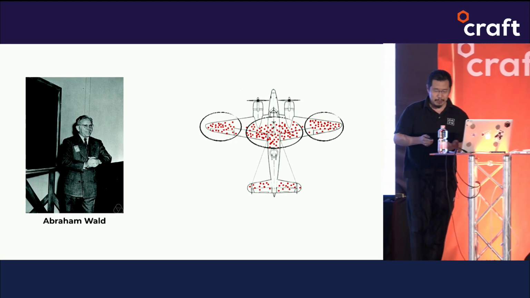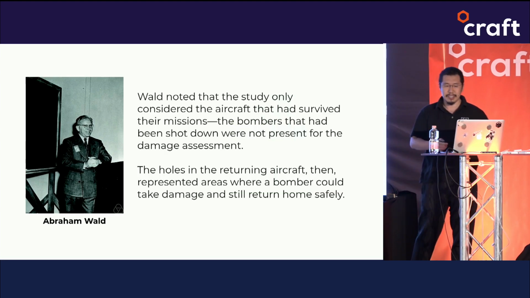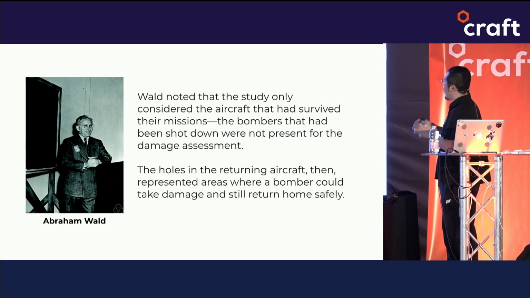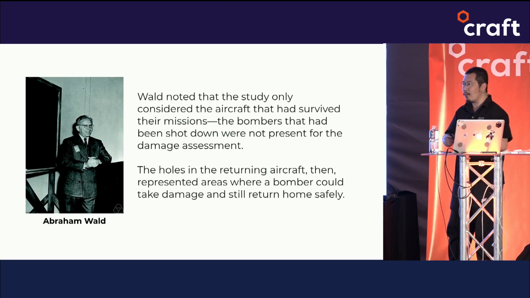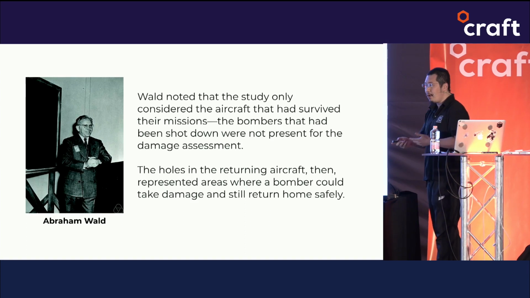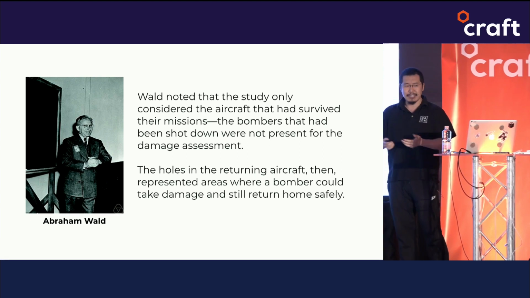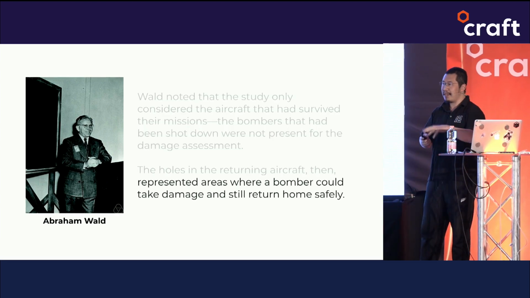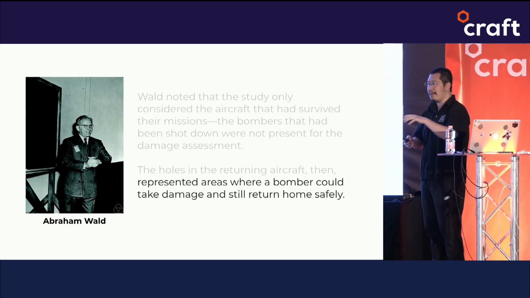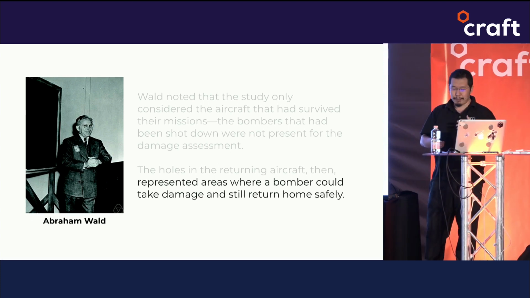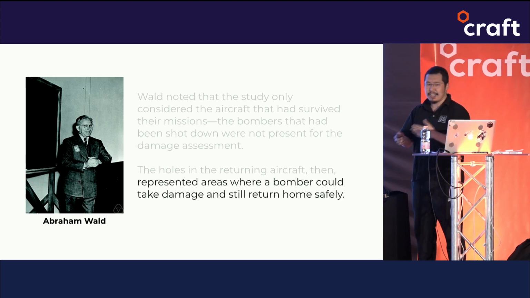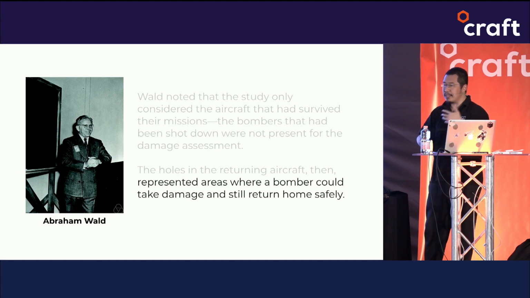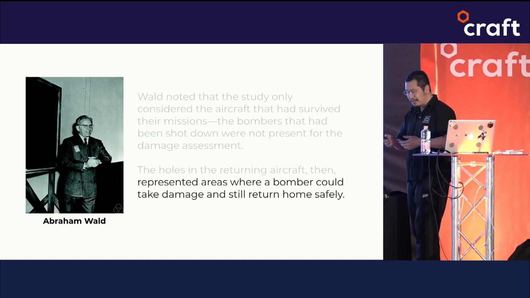But what Abraham noticed was that this whole study only applied to planes that actually made it back to the base, whereas the planes that got shot down weren't included in the analysis at all. So the bullet holes that they found on the planes actually represent places where the plane can sustain damage and still survive and make it back to the base. So it's actually the places where you don't see bullet holes, that's where those planes that got shot down actually got hit. And that's where you should be putting more armor and more defense on your bombers.